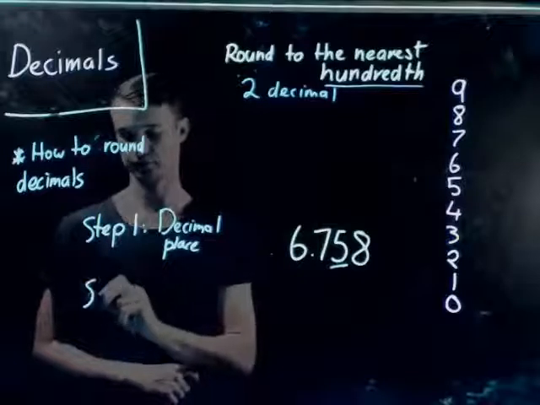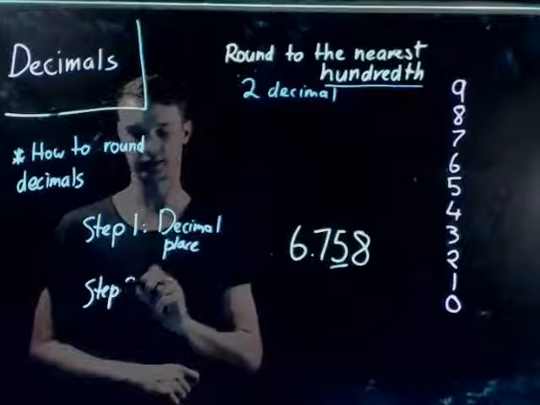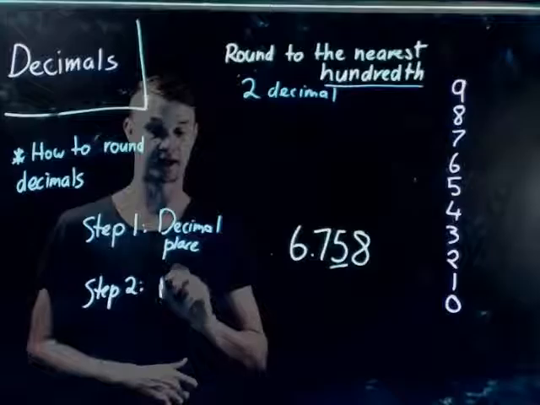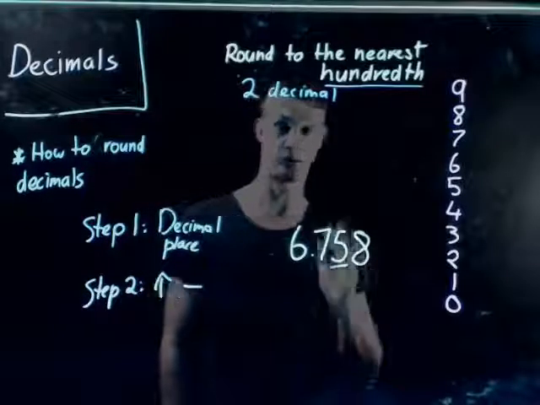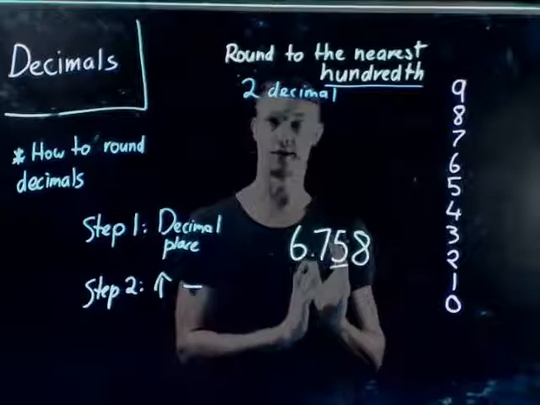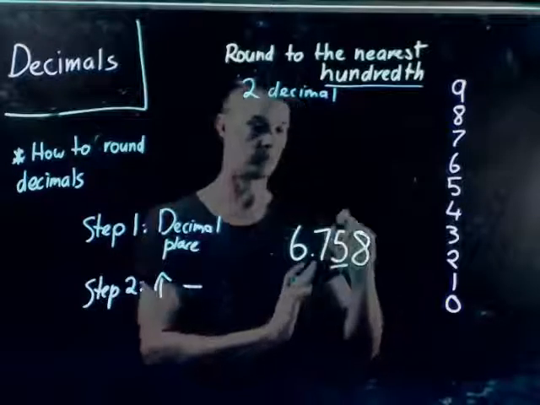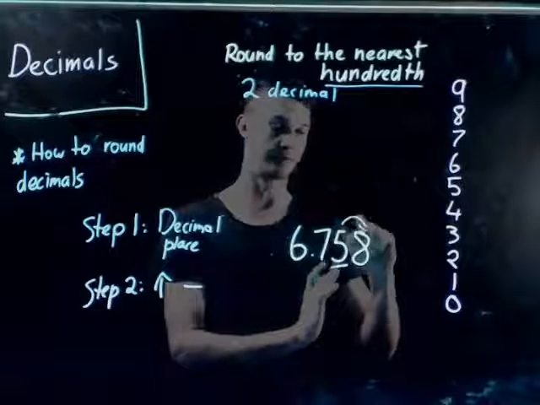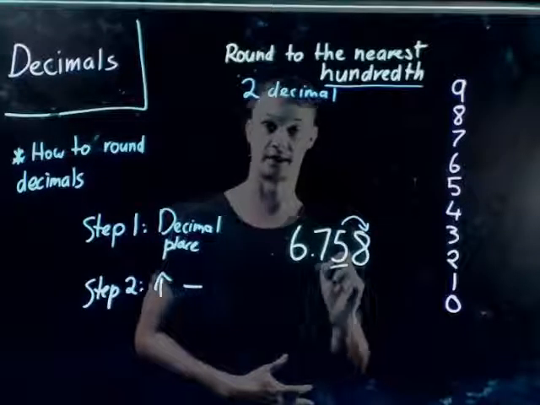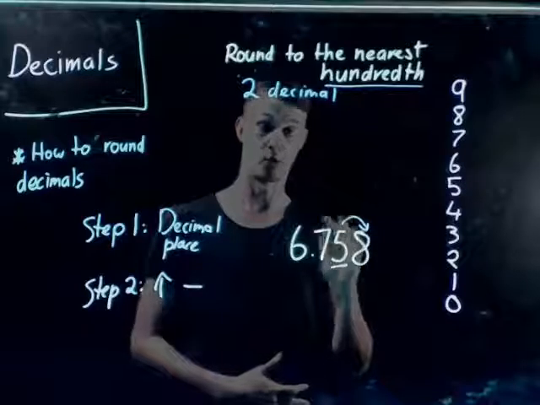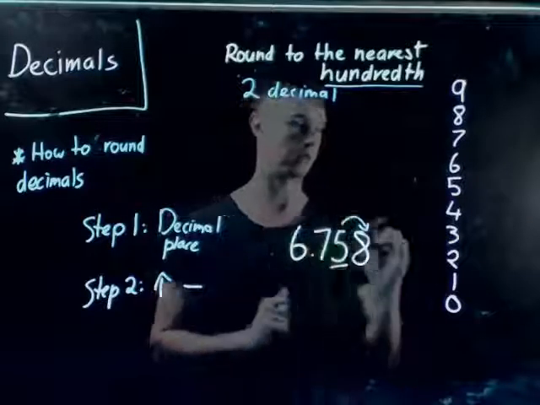Now step two is that you need to just decide whether you're going to be rounding up or it's going to be staying the same. So this number here, we know that we're rounding it. This is the process that we do. We look to the number to the right of it, in this case it's the 8. This number determines whether this number stays the same or it gets rounded up. And this is how we work that out.